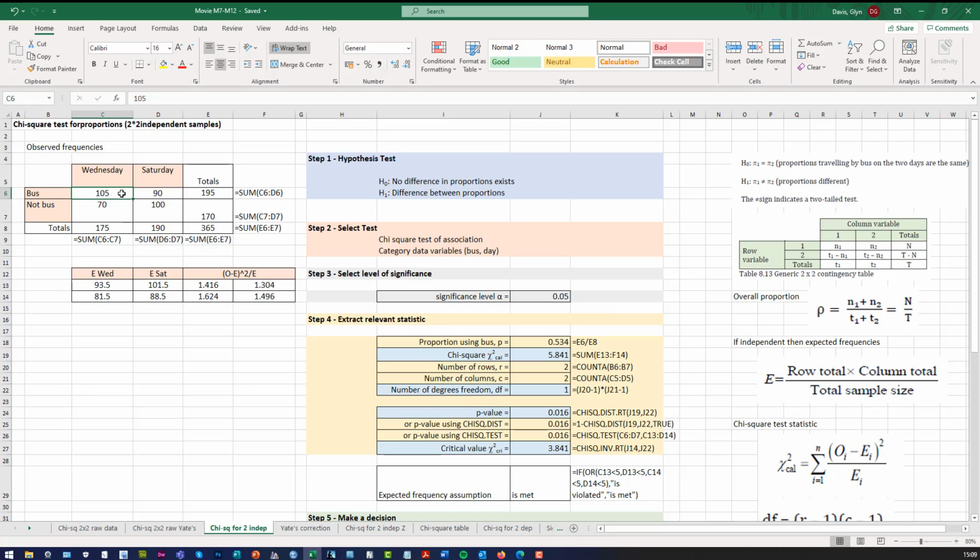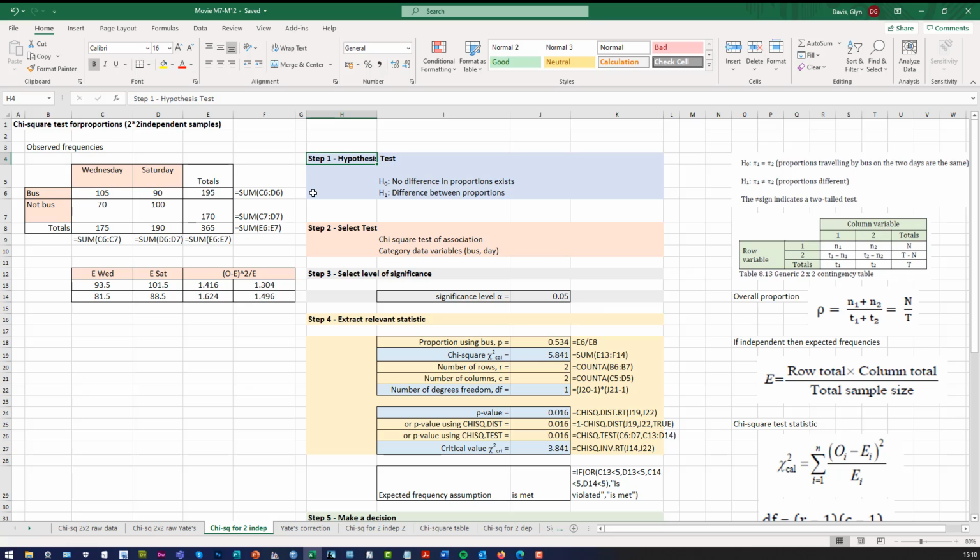We can see on Wednesday 105 travelled on the bus to work, on Saturday it was 90. On Wednesday, 70 didn't travel on the bus to work, but 100 did. So we can see here that we have 195 people who travelled on the bus on the Wednesday or the Saturday, and we have 170 who did not, and we have 175 on a Wednesday in total, 190 on a Saturday in total, so it gives us a grand total of 365. Because we've got a frequency count, we have to use the chi-squared test of association or independence.